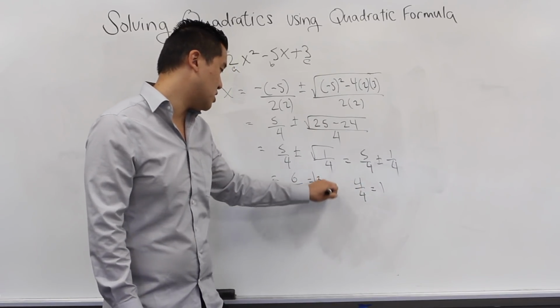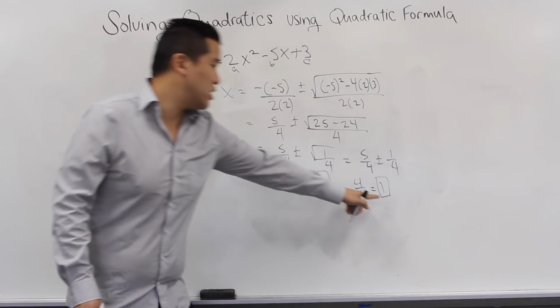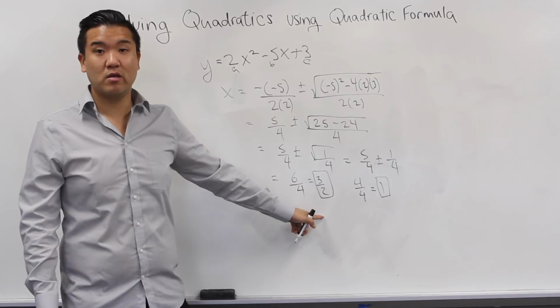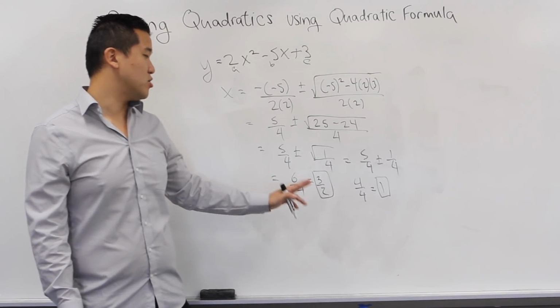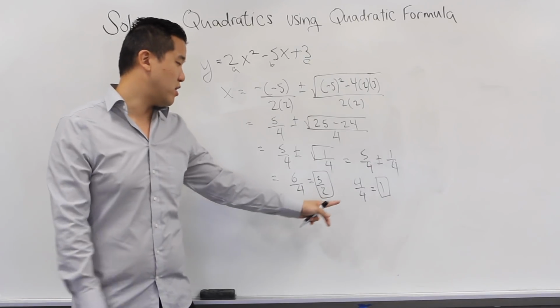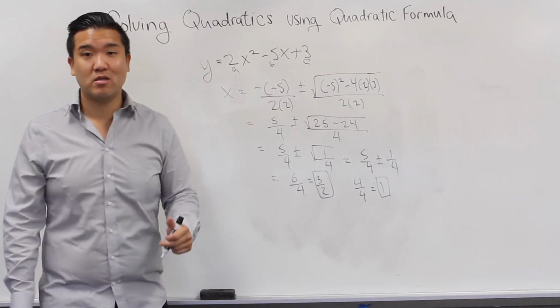So you have 2. Make sure you guys always circle or square your answers. You have 2 x-intercepts, you have 1, and you have 3 halves. Alright, so check your answers, be careful with the math. For your x-intercepts, you should have 2 x-intercepts, 3 halves, and then 1. Alright, good job. We made it.